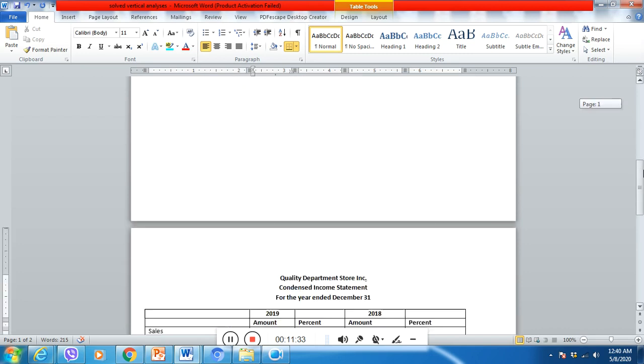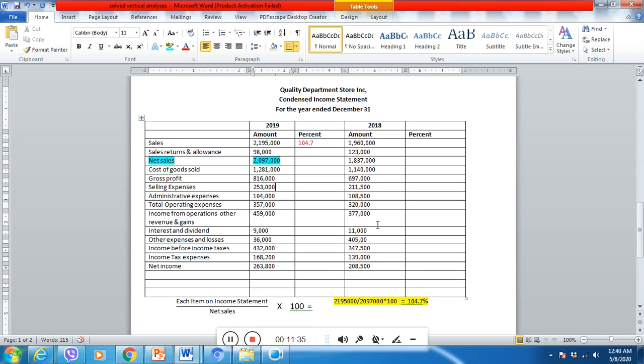Now it is sales return and allowance, 98,000, divided by 2,097,000. The answer will be 4.7%. Same here, and here it will be 100%, because the base is always 100%.